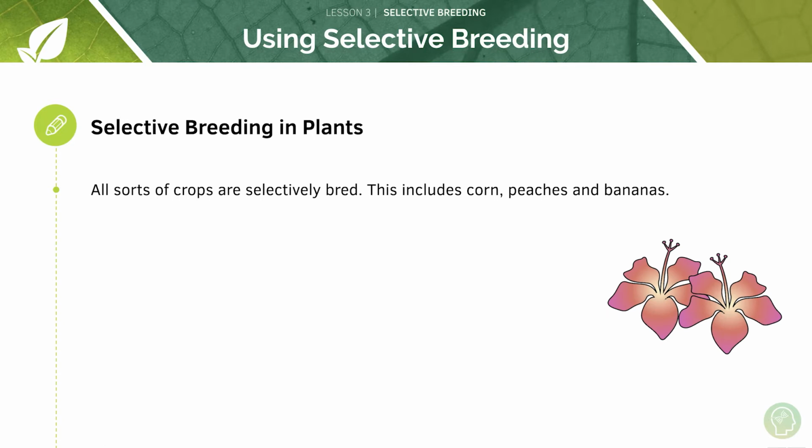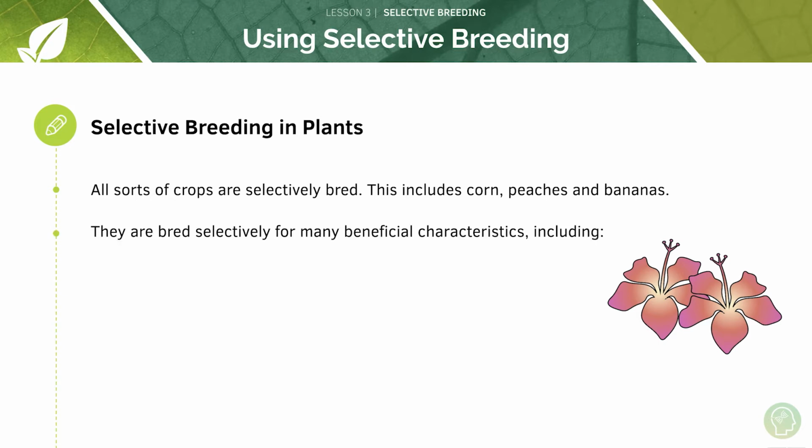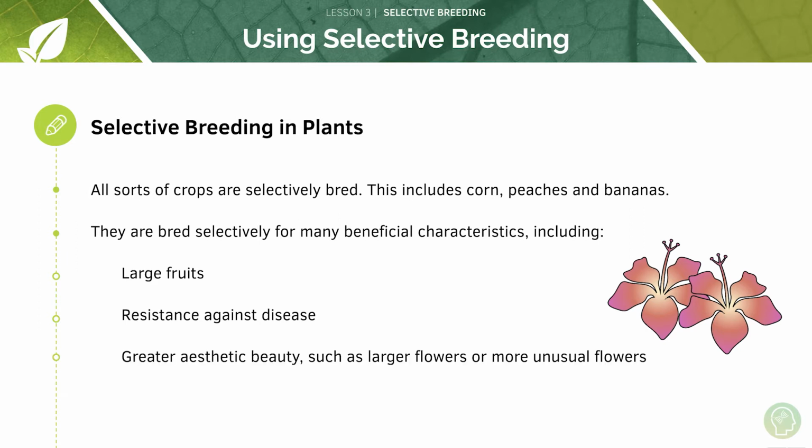So all sorts of crops are selectively bred. This might include corn, peaches, and bananas. And they are bred selectively for many beneficial characteristics. There are millions of examples here, but we'll just have a look at a few. For example, larger fruits. These might be more attractive to consumers, for example. Or resistance against disease. It's obviously a big loss to a farmer if their crop or their herd of animals dies out against a very common disease. So this is a really important trait. And also greater aesthetic beauty, such as larger flowers or more unusual flowers.